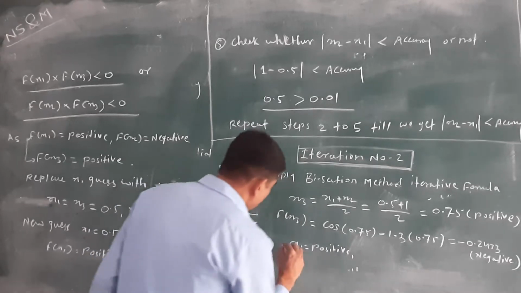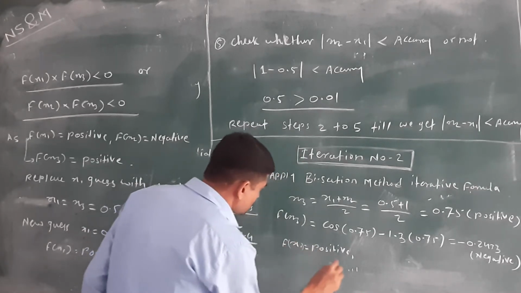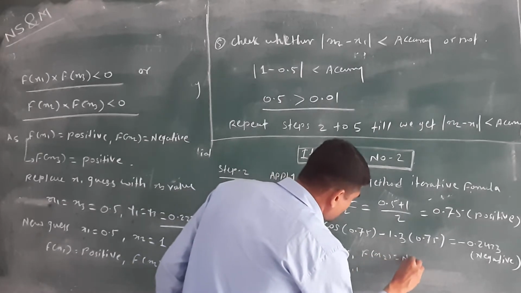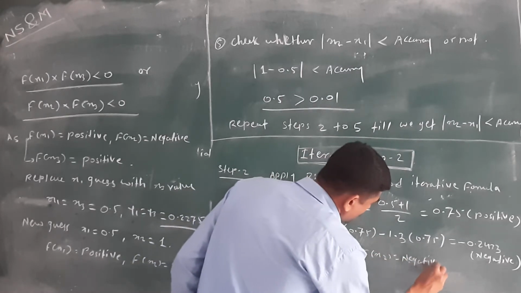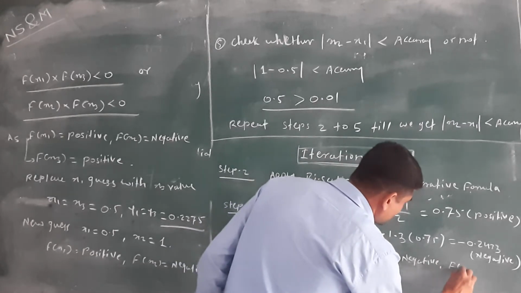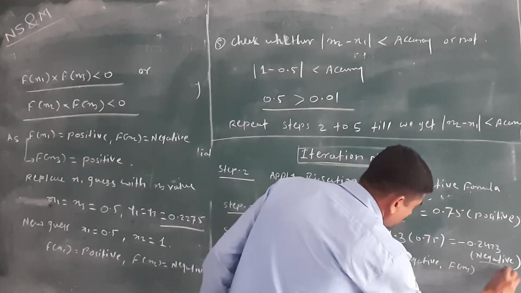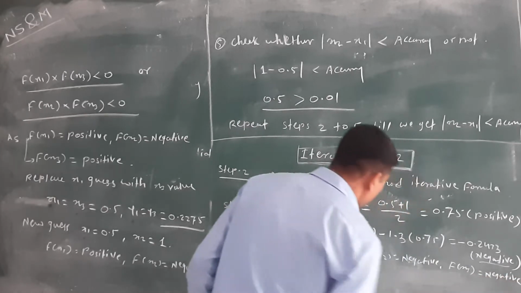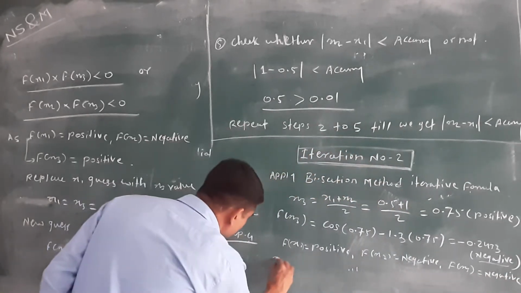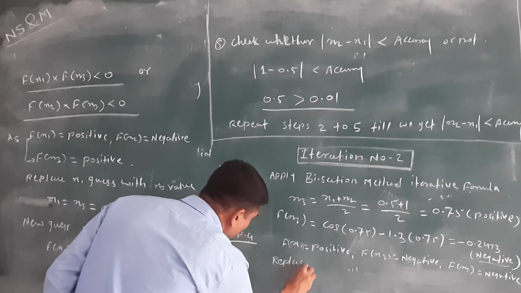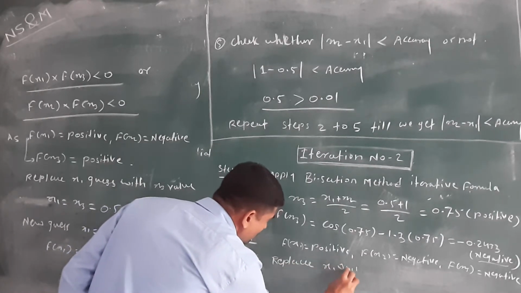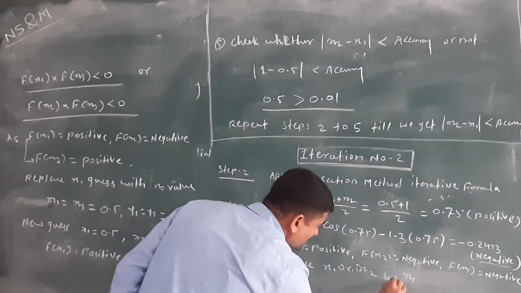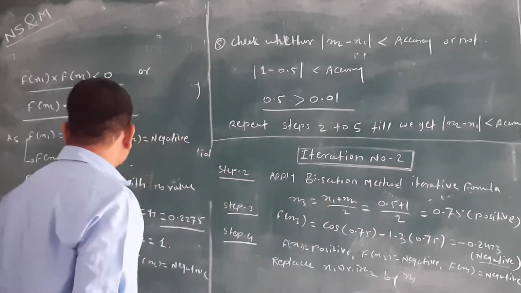f of x1 is positive. Then f of x2 is negative. And f of x3 is again negative. We have calculated that negative. Once you have found that, then what is this? Replace x1 or x2 by what? x3.